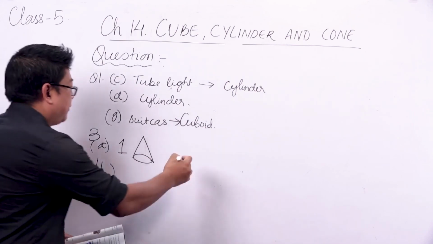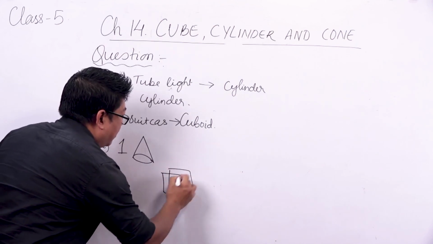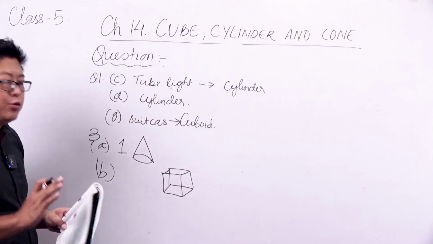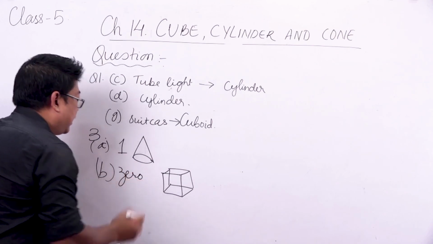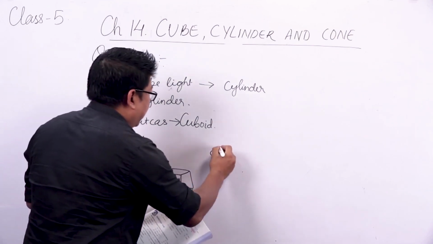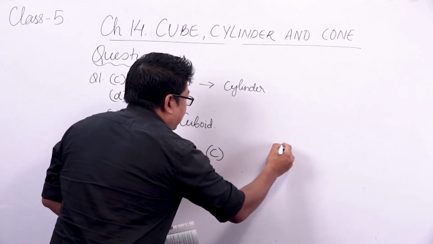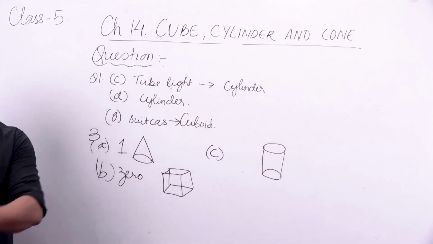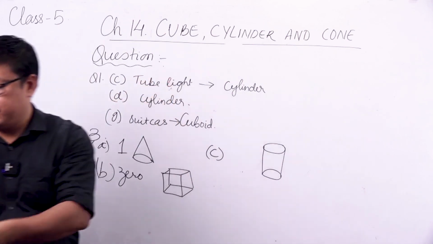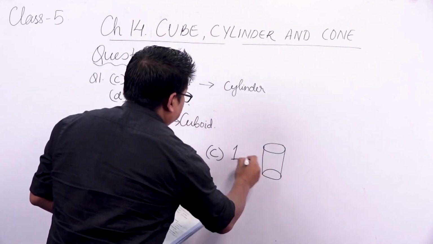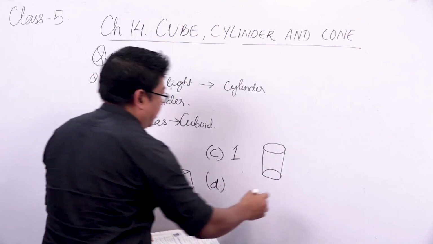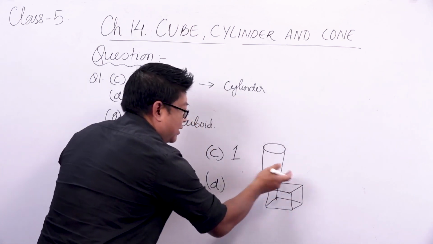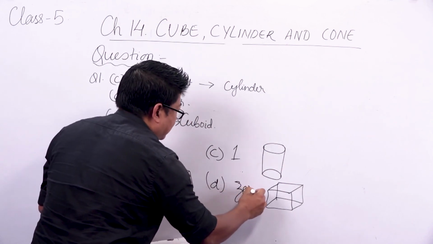B, cube. Cube has no curve. It has only sharp edges, so it has no curve, so we will write it as 0 curved surface. Alright? And then for C, cylinder. Cylinder looks like this. We can see 1 curved surface. So we'll write 1. And D, cuboid. Cuboid also has no curved surface. All are edges. So we will write this as 0.